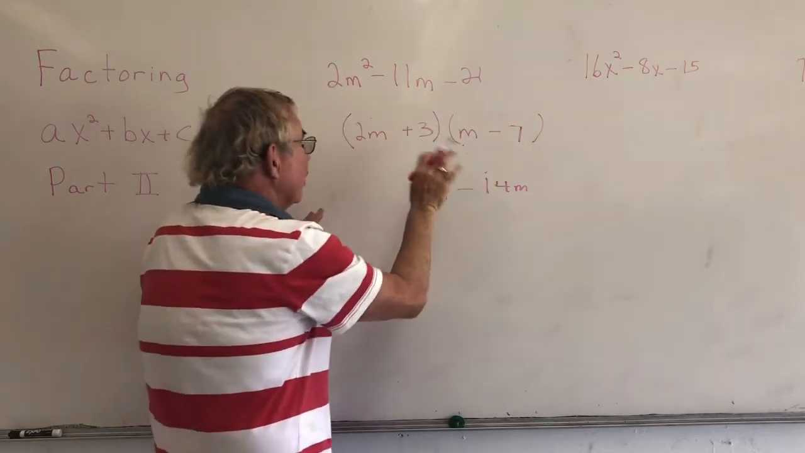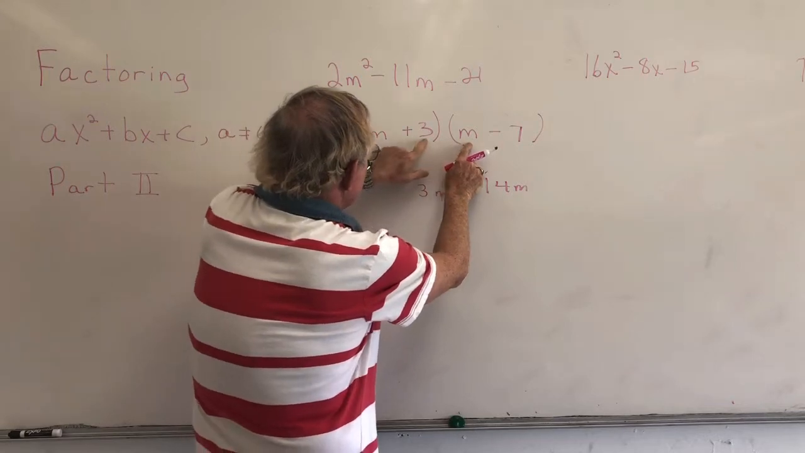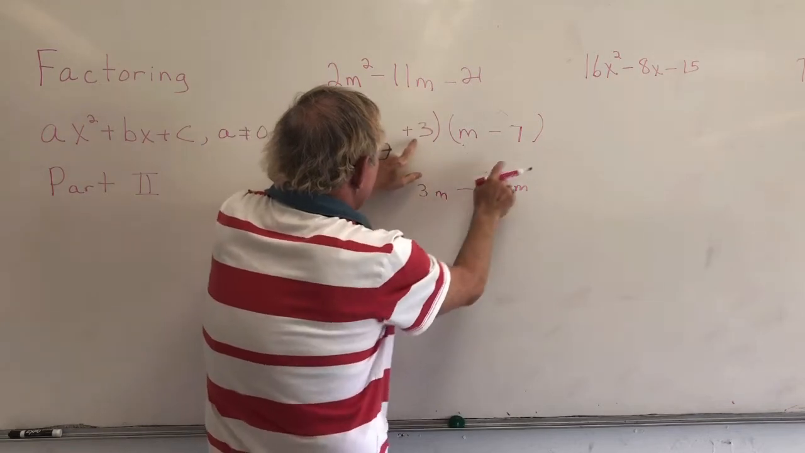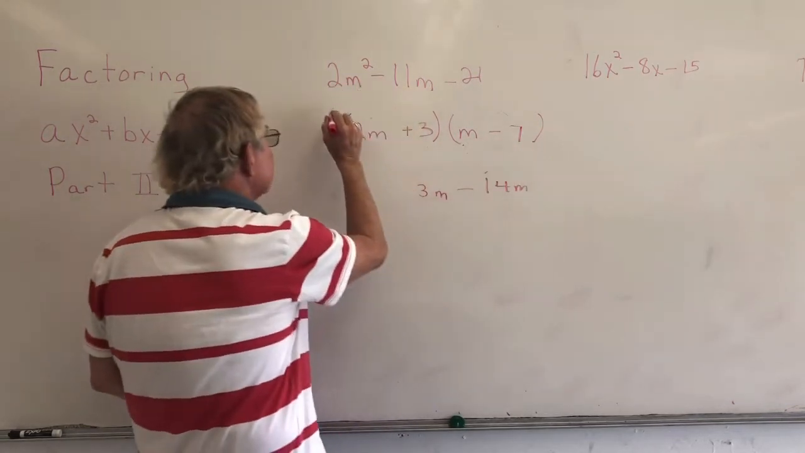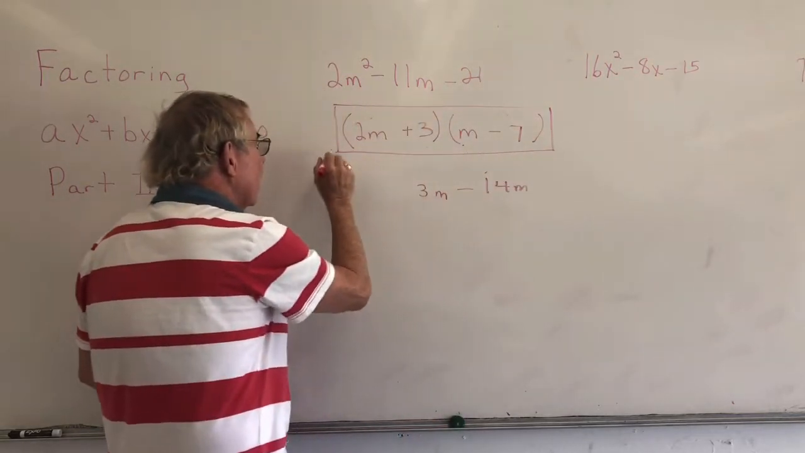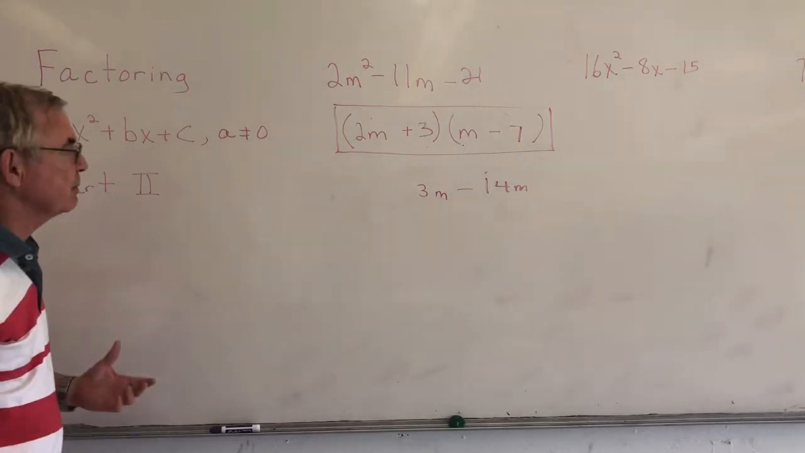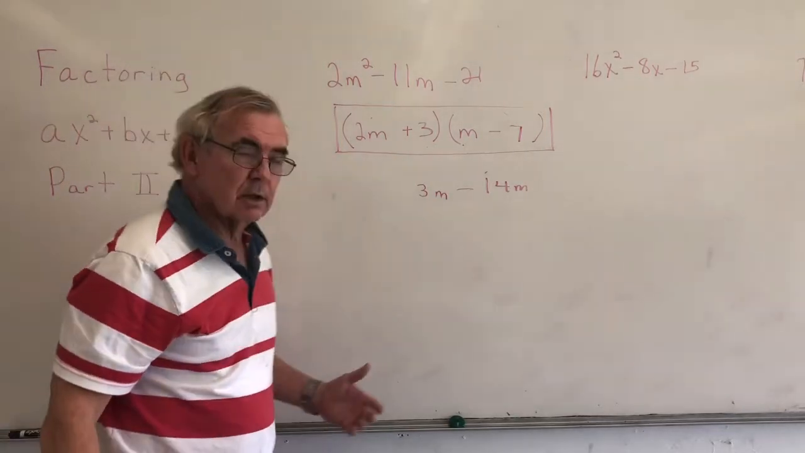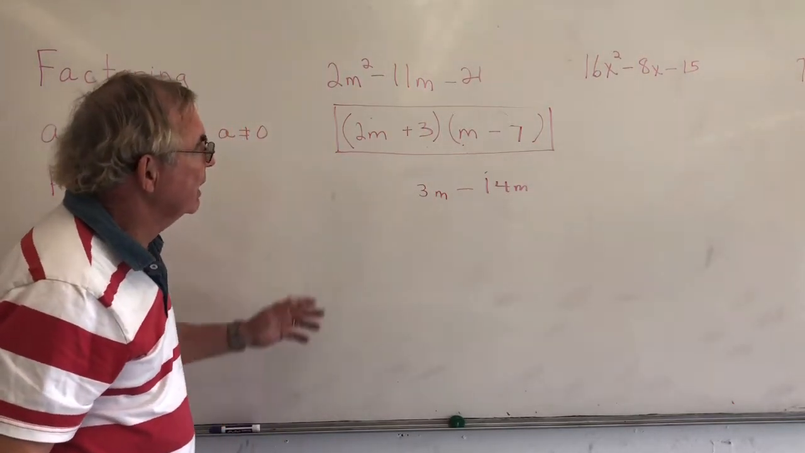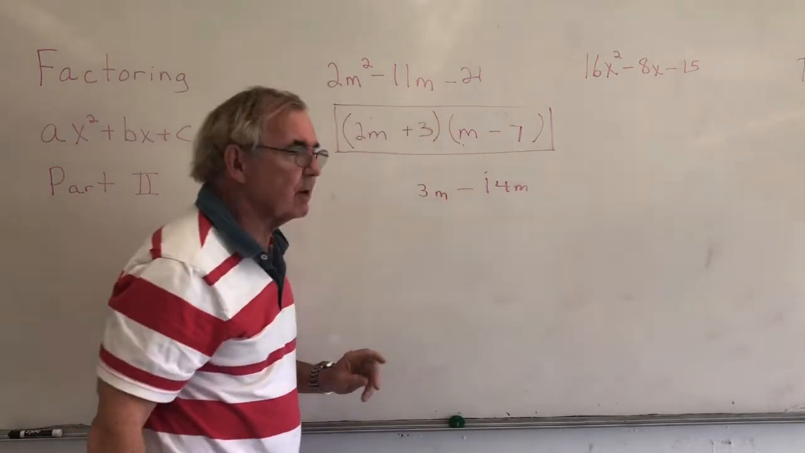And you could multiply it out. 2m squared, 3m take away 14m is negative 11m, and 3 times negative 7 is negative 21. All right, so as you get better at this, with more experience, some students can do these near about in their head. They can just write them down and factor it. Other students, trial and error, but with practice, I promise you'll get better.